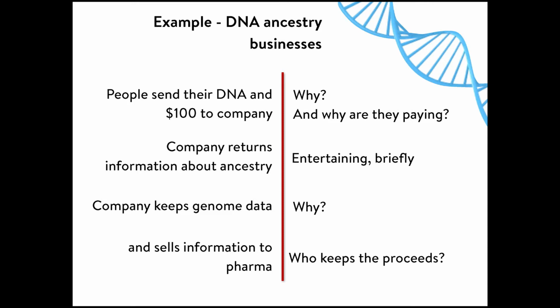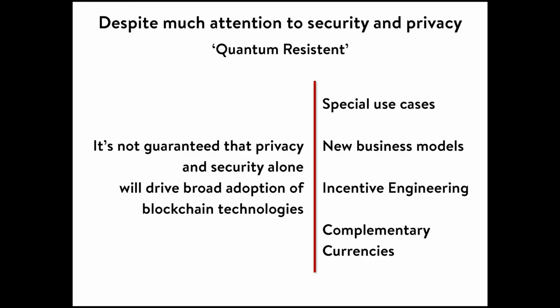So we live in a world where individuals will send their DNA to some company and give the company money, which the company uses to sequence the DNA, and then to sell the information to the pharmaceuticals industry, which is the business model. And the whole system works because the company returns some information about your ancestry.